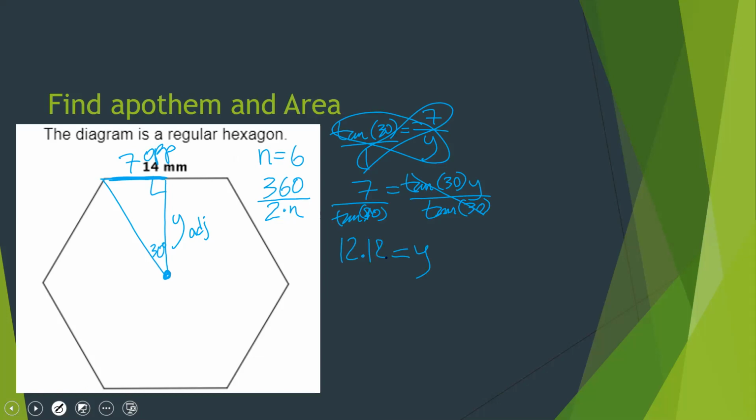I guess maybe I should have used a instead of y. So I'll go ahead and label that right here. My apothem is equal to 12.12. Now I can use my formula.